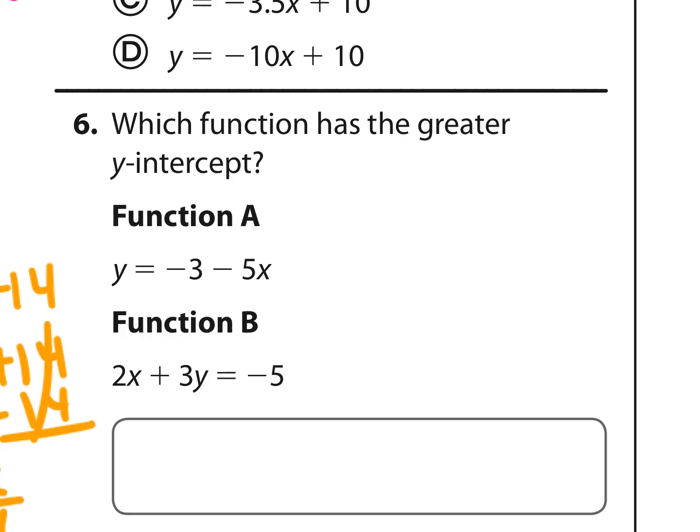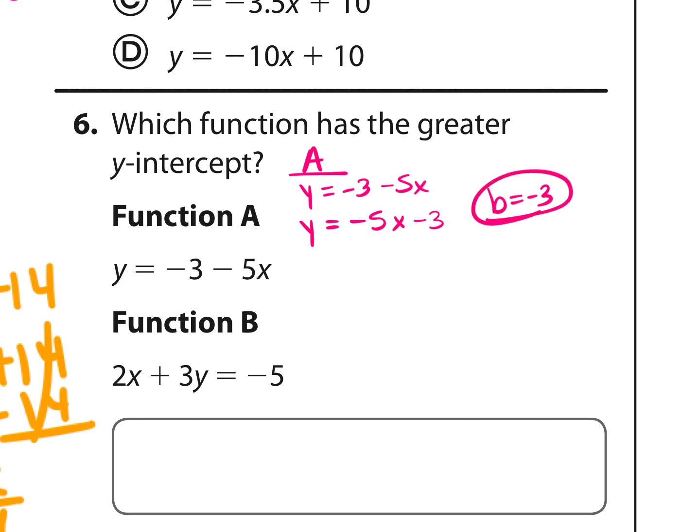Number 6, which function has the greater y-intercept? Well, looking at function A, we have y equals negative 3 minus 5x. I'm just going to rearrange into y equals mx plus b, and I get y equals negative 5x minus 3. So the y-intercept b is negative 3. And then looking at function b, function b, 2x plus 3y equals negative 5.